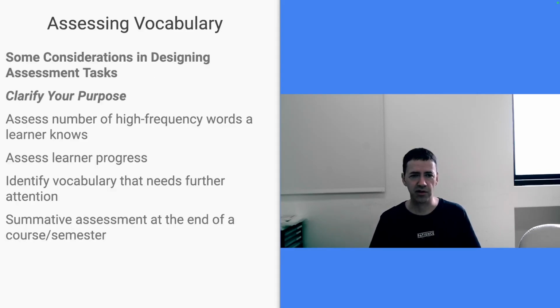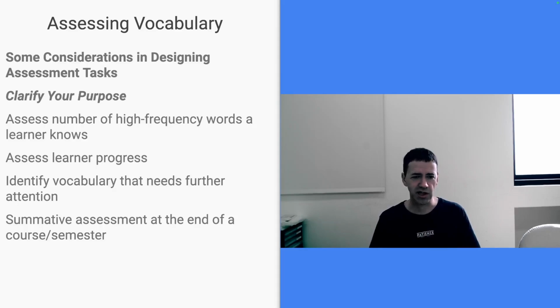Okay, some considerations for designing your assessment tasks. So in terms of testing vocabulary, make sure you clarify your purpose. Your purpose for assessing vocabulary can be to assess the number of high frequency words a learner knows. You can use vocabulary tests to assess their progress throughout the semester or the course.